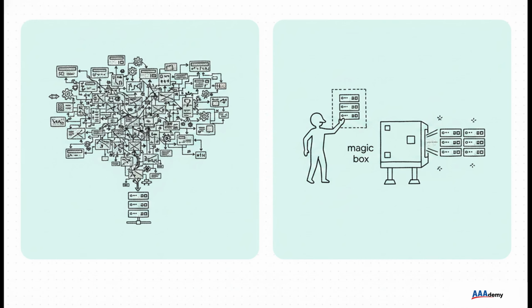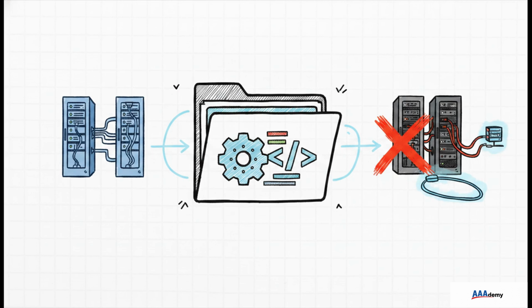You basically just say, I want 3 web servers looking exactly like this, and the IAC tool figures out the actual steps to make reality match your code. It cuts out the manual configuration entirely. Now, when you're working with Terraform, which is easily one of the most popular IAC tools out there, understanding its state file is absolutely critical.